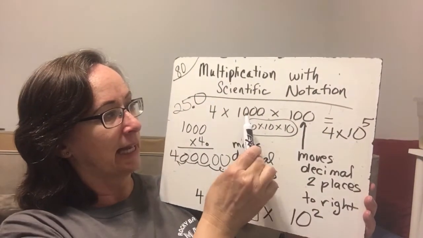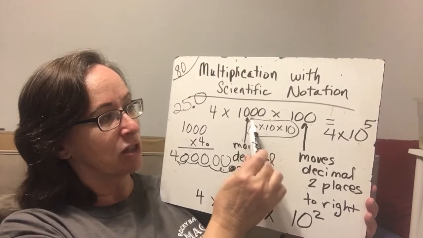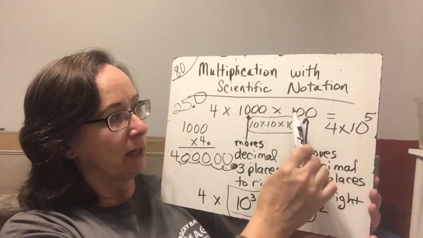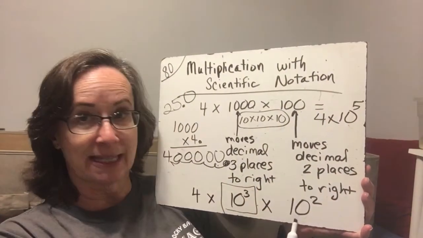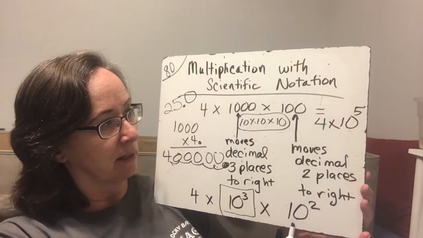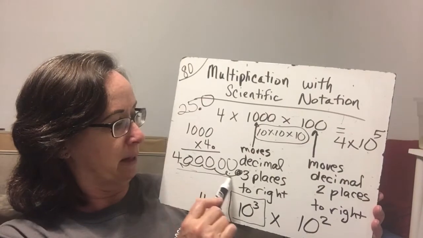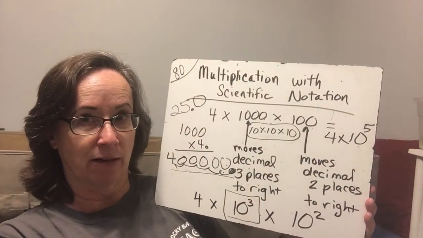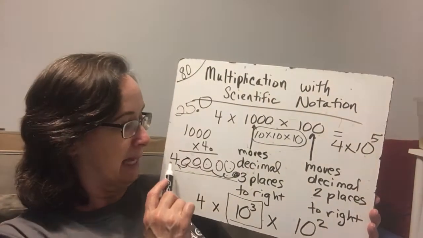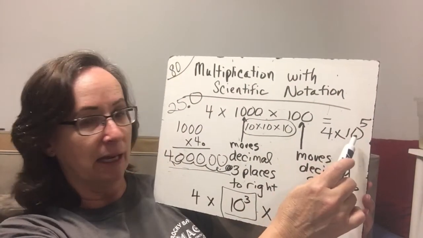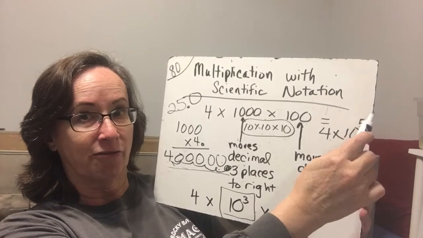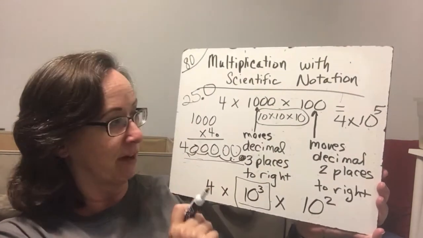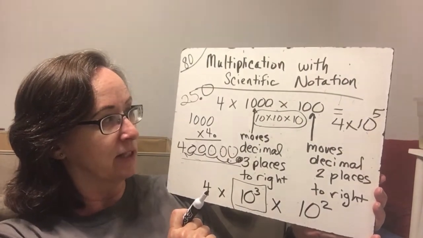Okay, so just like 1,000 has 3 zeros and is the same thing as 10 cubed, and 100 has 2 zeros and is the same thing as 10 squared, well, this big number here has 1, 2, 3, 4, 5 zeros. So it is the same as 4 times 10 to the 5th power, because 10 to the 5th power would have 5 zeros.